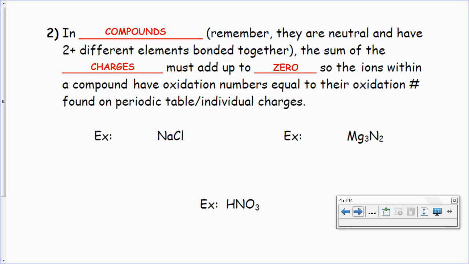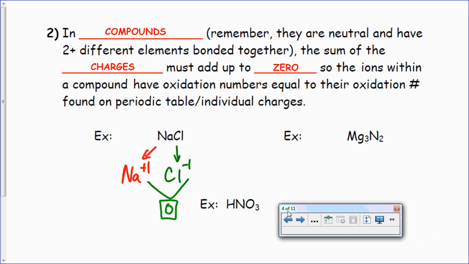So the ions within a compound have oxidation numbers equal to their oxidation number found on the periodic table or individual charges. For example, I'm going to use my periodic table that I got handy here to show you. Na has a selected oxidation state of +1. So that's really a Na +1 combined with Cl. Now, Cl's got some options, but we always pick the top corner as the most common option, Cl, with a -1. Okay, so a +1 and a -1. Well, these two combine to make 0. Big fat goose egg. That's the neutral compound, the oxidation numbers are adding up to 0.